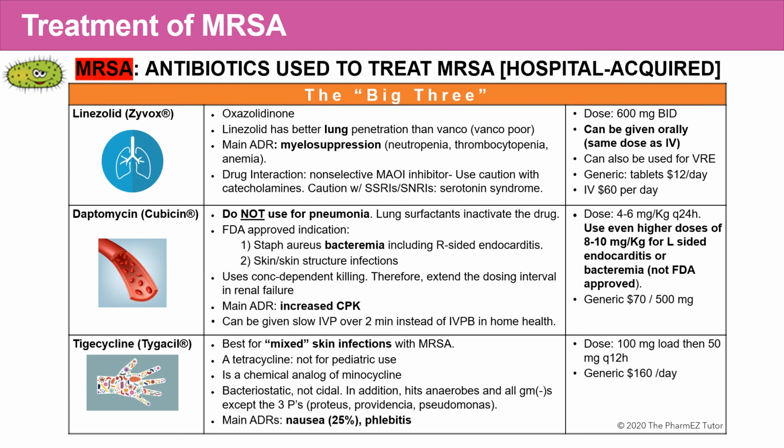So these are the second-tier antibiotics to consider using for MRSA after vancomycin, either after vancomycin failed or if you cannot give vancomycin. And each one has a specific role. Linezolid is very good for pneumonias, daptomycin for blood infections, and tigecycline should be recommended for skin or wound infections involving MRSA.